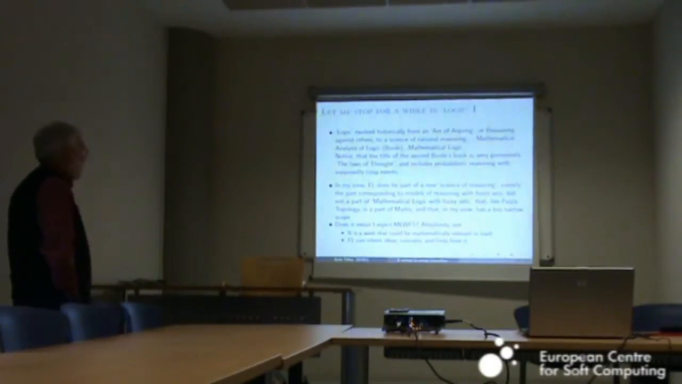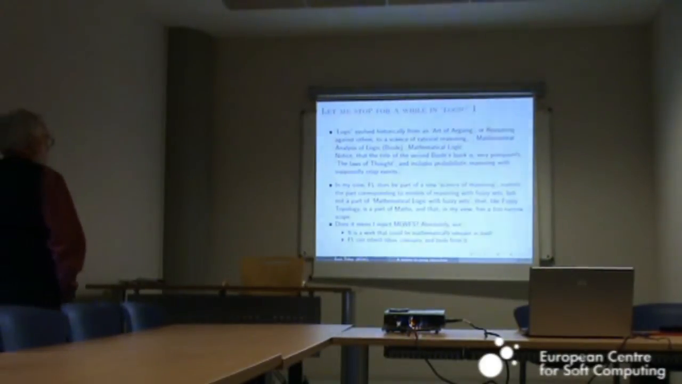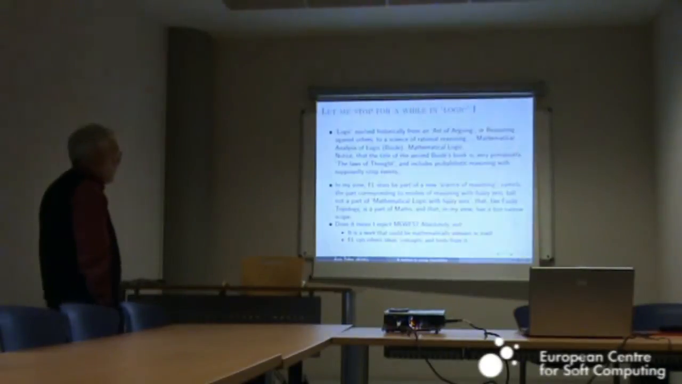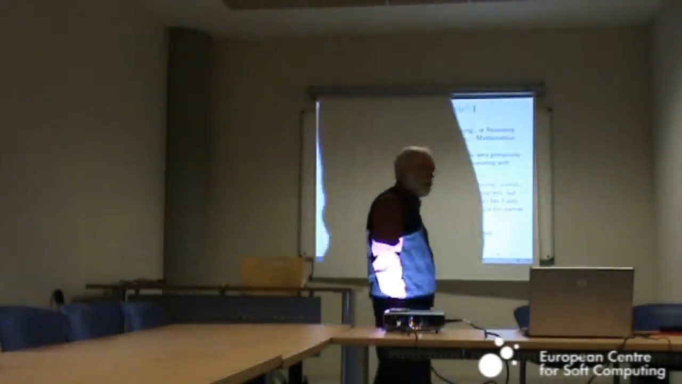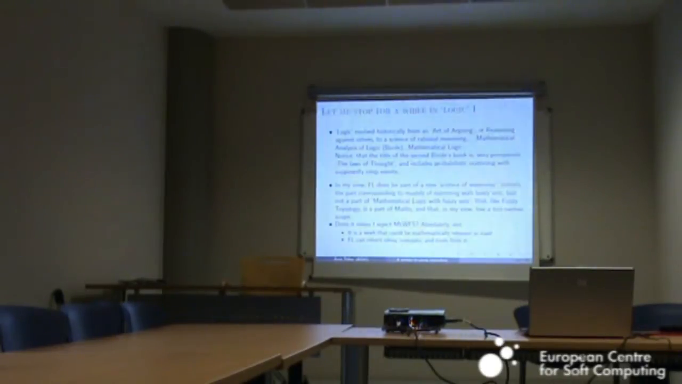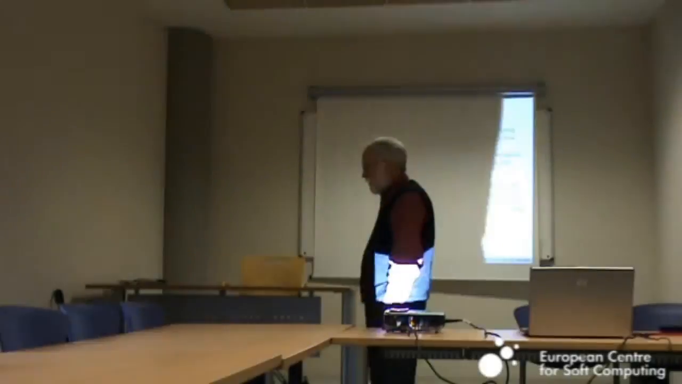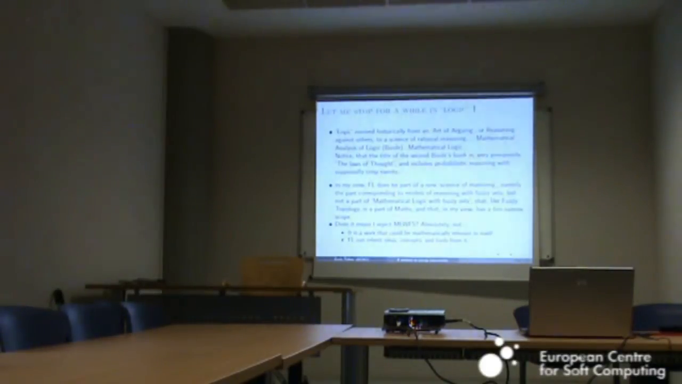What happens with fuzzy logic? In my view, fuzzy logic should be a part of a new science. It does not exist yet. Again, it is the science of reasoning. And in my view, fuzzy logic should be the part corresponding to models of reasoning with fuzzy sets. But in my view, fuzzy logic is not a part of mathematical logic, or simply mathematical logic. Okay? In my view, these parts of mathematics that have the adjective fuzzy, like fuzzy topology, have a too narrow scope for fuzzy logic.